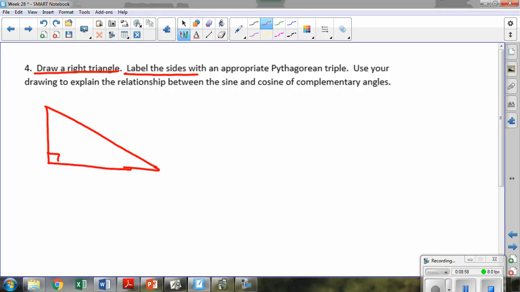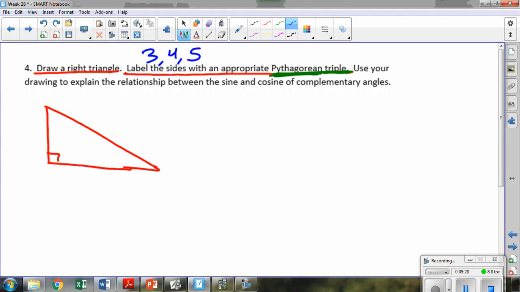Label the sides with an appropriate Pythagorean triple. So what does that mean? What is a Pythagorean triple? A Pythagorean triple, remember, is 3 numbers that fit the Pythagorean theorem. So what are 3 whole numbers? No fractions, no decimals. The most common one, most of you remembered, is 3, 4, 5.